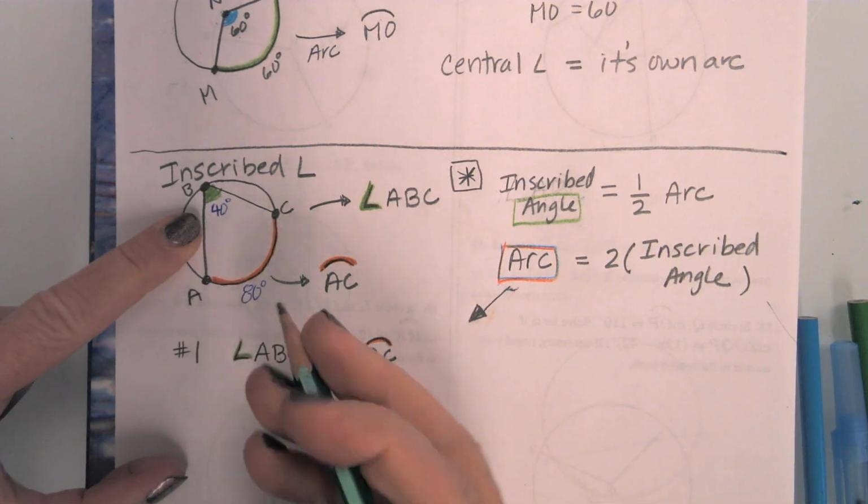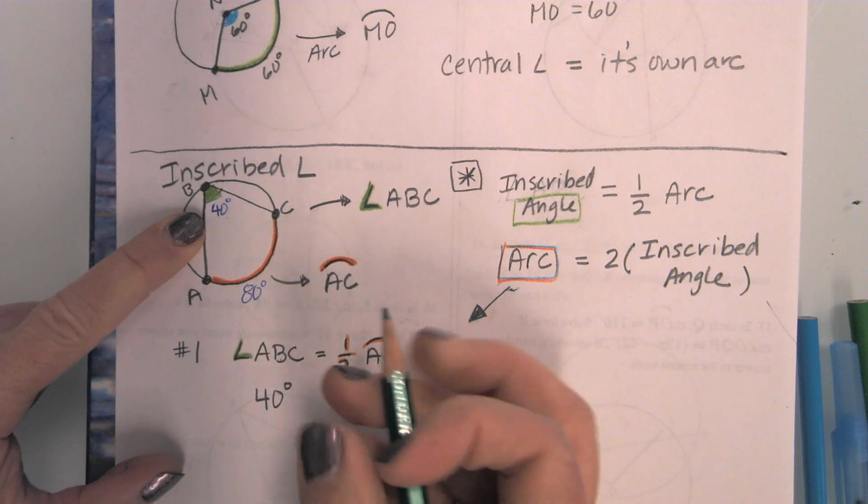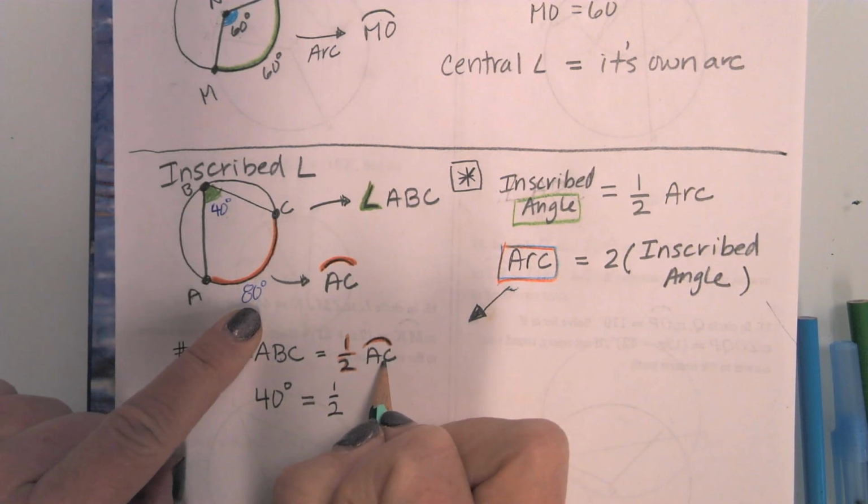My angle is 40 degrees. Then I'm going to use my 1/2, and my arc is 80 degrees.